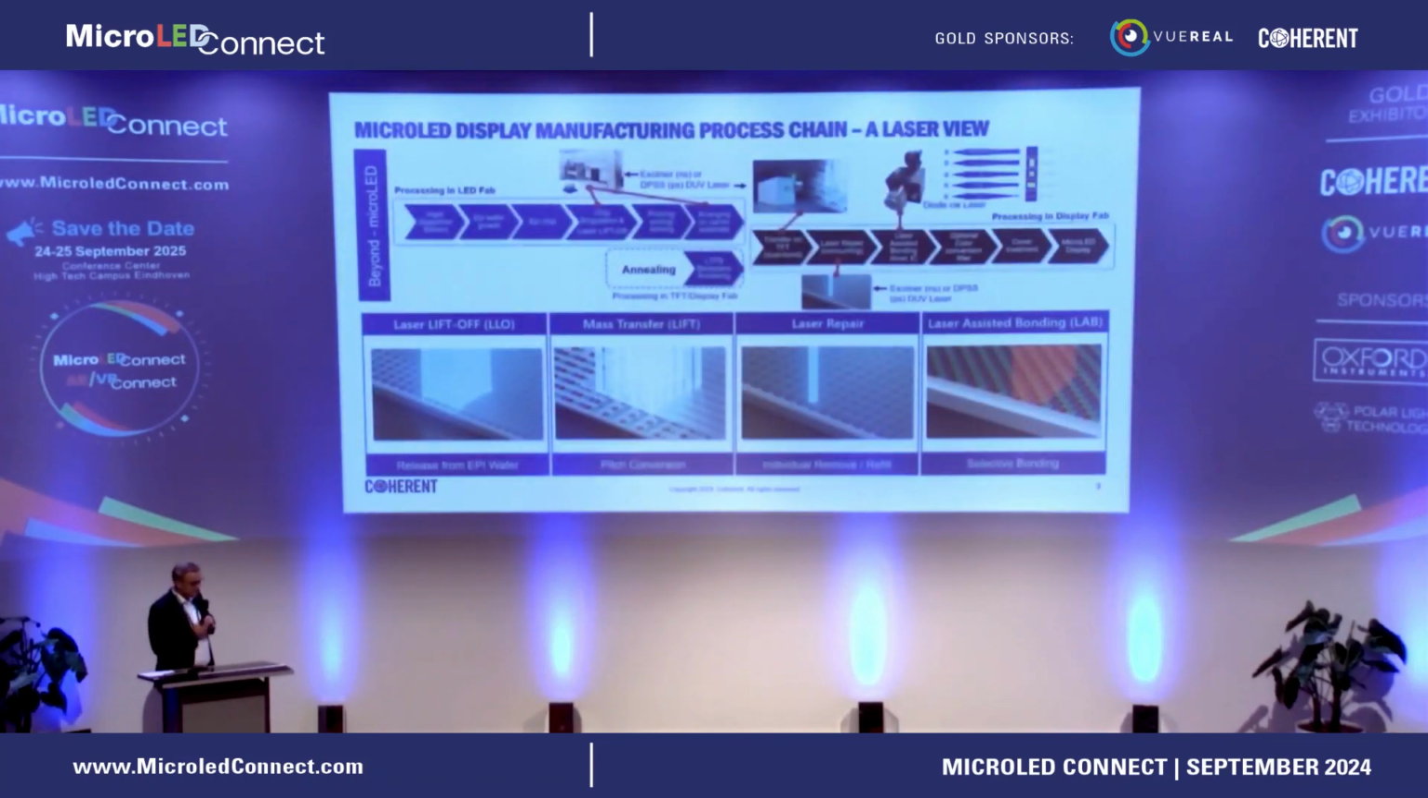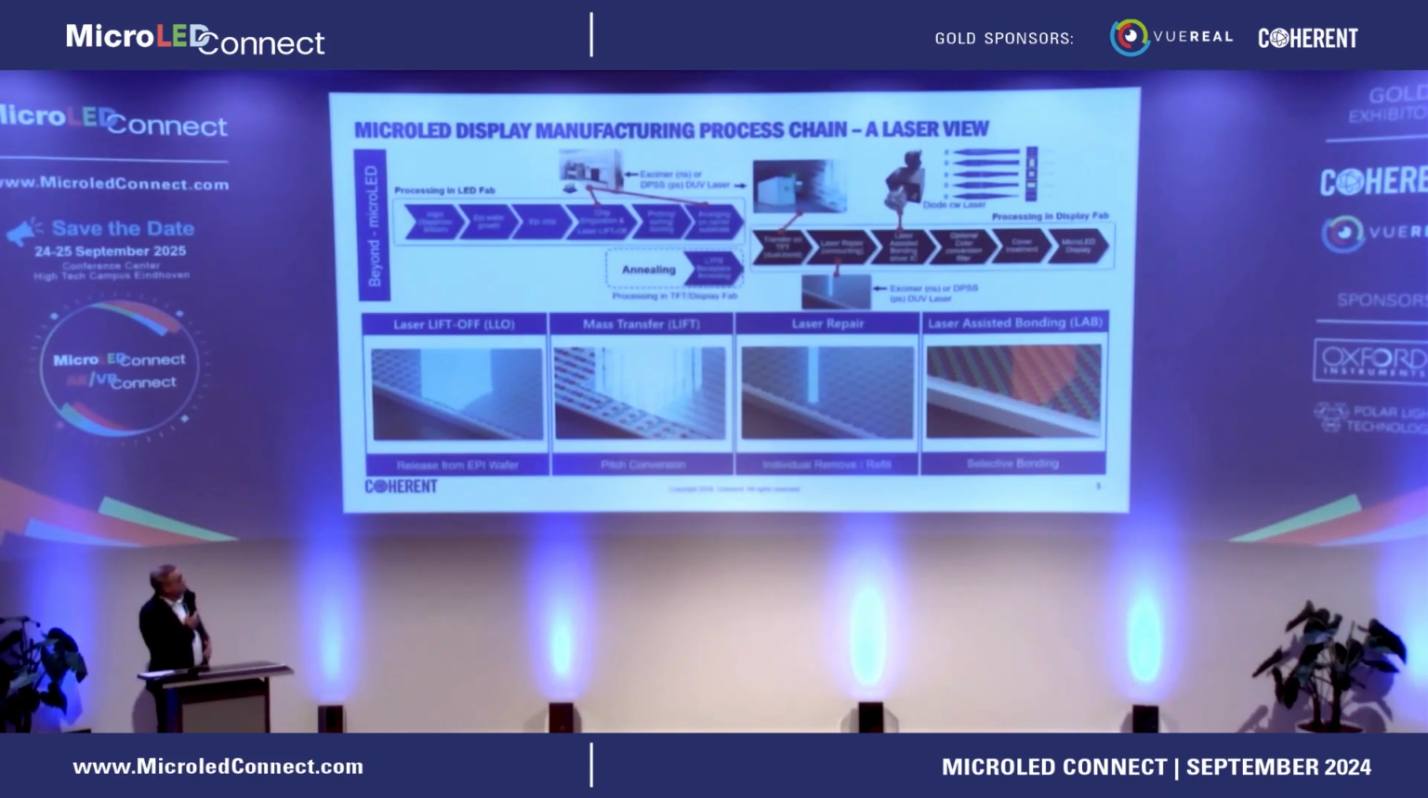Here is an overview of the process chain. When we start in the epi fab, you have to do epi wafers, singulation, chips. Then there is already the first step to remove the micro LEDs from the epi wafer, which is called laser liftoff. We have several solutions there. I'm coming back to this.